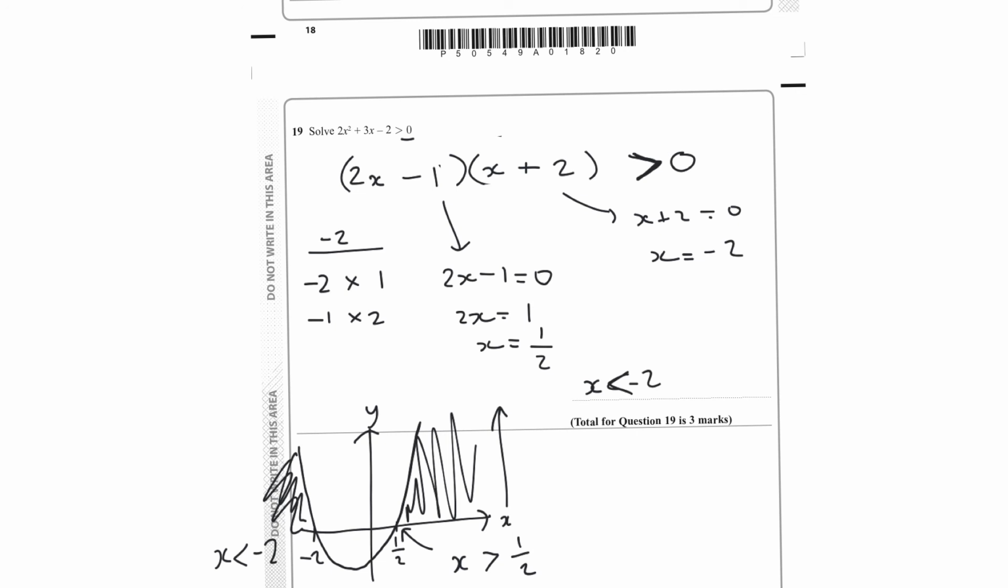Here, because the graph is showing greater, all the values here are above, so that'll be 2, 3, 4, 5, and so on. They're all values greater than a half. That's why the inequality is x is greater than a half, whereas for the other one, it would cover all the values of x that are less than minus 2, and that's why that inequality is x is less than minus 2.